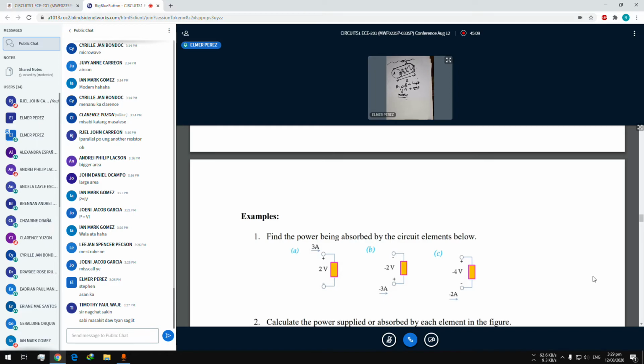Ayan, at hati yata yung ating poll. Nako-confuse sila sa positive or sa negative. Si Stephen ulit, si Clarence at saka si Serena. Hindi pa kayo nagsasagot. Nag-iisip pa?